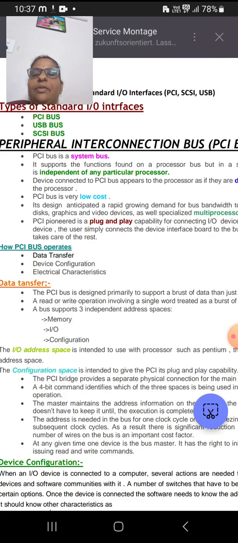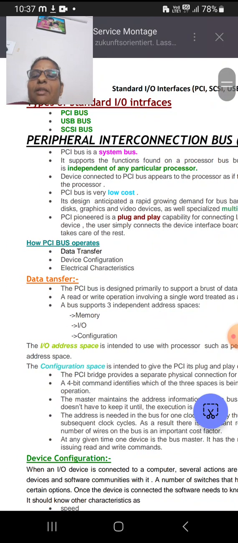Likewise, it is used for graphics and video devices. We can connect it in a PC through PCI, plug and play for particular video devices. So we look at how the PCI bus operates in terms of data transfer, device configuration, and electrical characteristics.